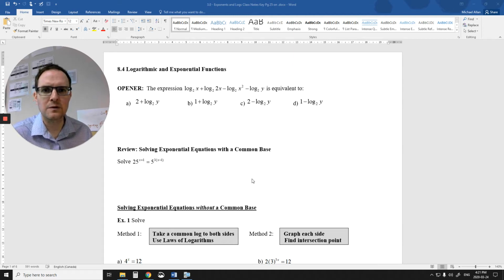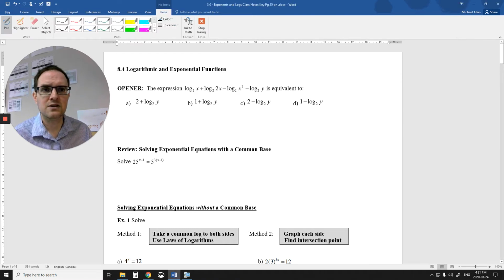Today we're going to do logarithmic exponential functions and how to solve them using logs. Pretty easy because we already know all the rules, all the laws that we have to do, and how to change between exponential form and log form. So this should be pretty easy. We should be able to cruise through most of these pretty fast here. All right, so let's get started.